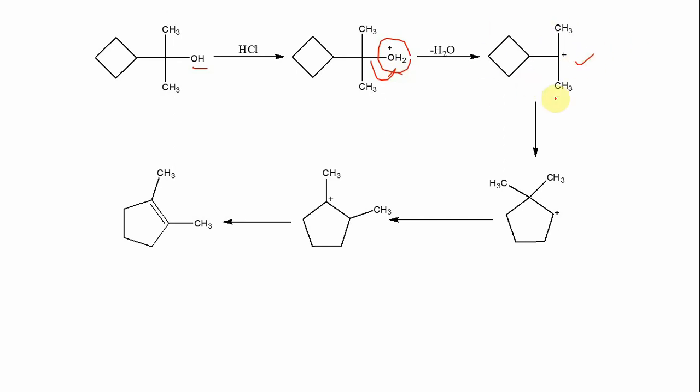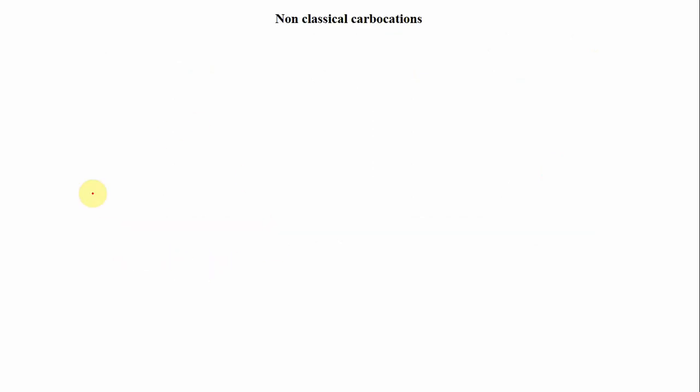Now this carbocation again undergoes a rearrangement reaction by ring opening, as we have discussed earlier, to give this more stable carbocation. Then this more stable carbocation undergoes a 1,2 methyl shift to give rise to a tertiary carbocation, which further undergoes elimination of hydrogen from the alpha carbon to give rise to the corresponding alkene. So this will be our major product in this reaction.